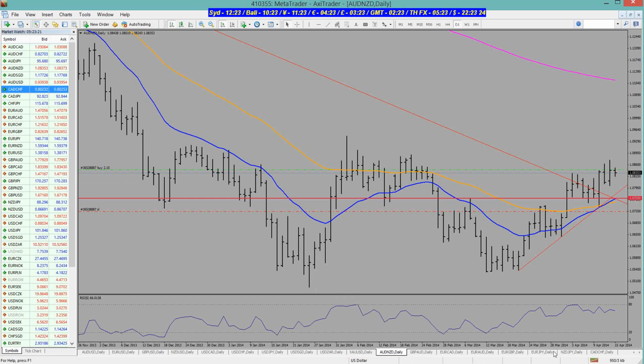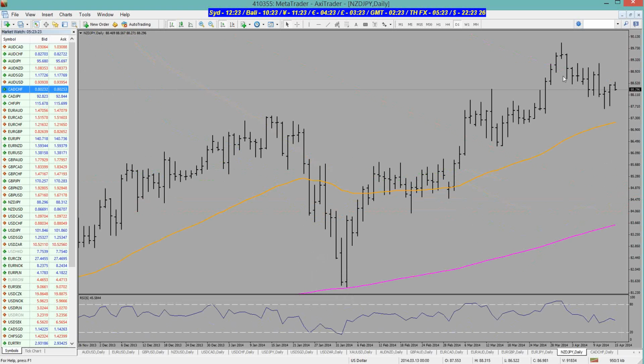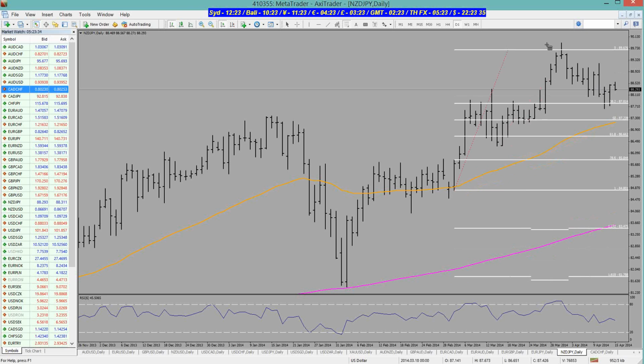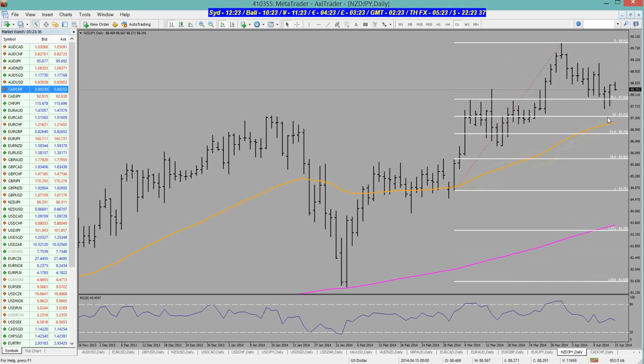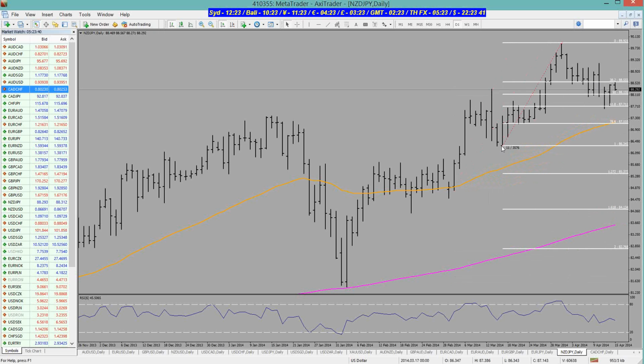Kiwi yen. This is one I saw this morning that you could potentially be looking at. It's off the 382, or if you say, well, no, it's off that, you say the 618. RSI is not down the bottom where is the preferred position, but it's certainly not up here where it's ridiculous.